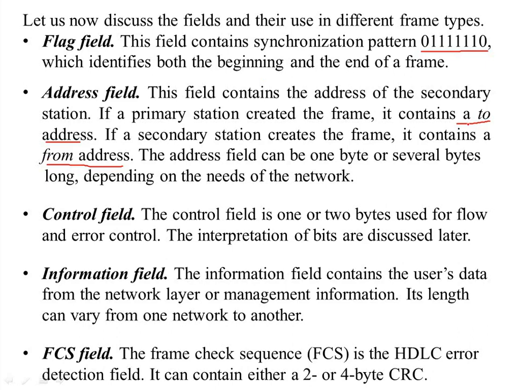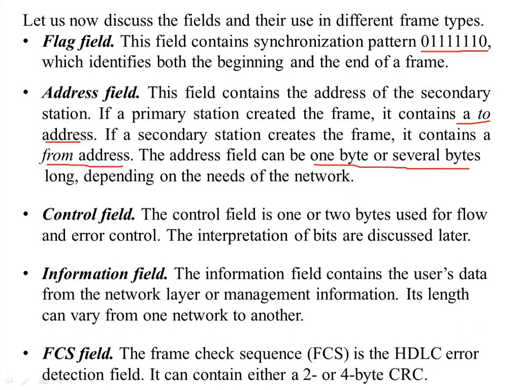So whenever the address information is considered, when the frame is generated by a primary station, it is a to address, and whenever the secondary station creates the frame, it is a from address. That means the information is of the secondary. The address field can be 1 byte or several bytes long depending on the need of the network.